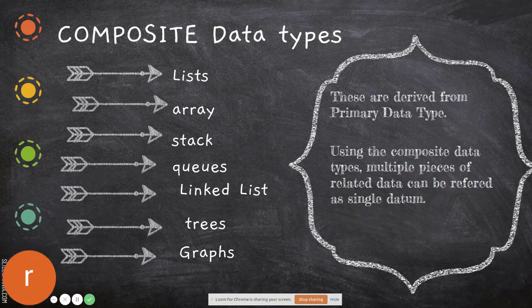Composite data types. What do you mean by composite data types? These are derived from the primary data types. So based on the primary data types we have declared, which we saw in the previous slide, you build more structure. They are said to be composite data types.